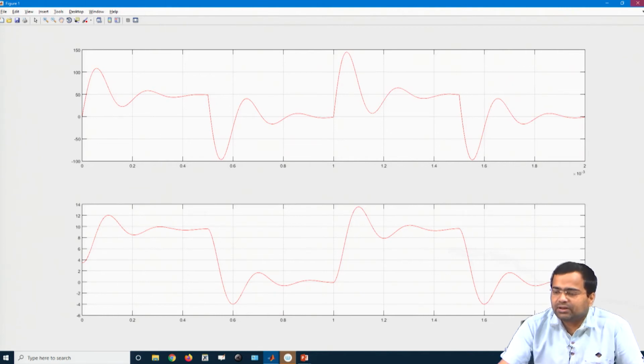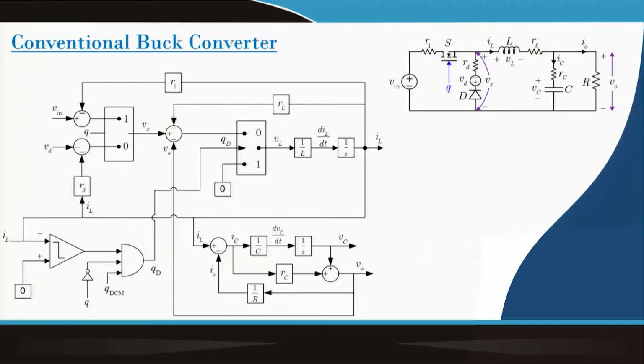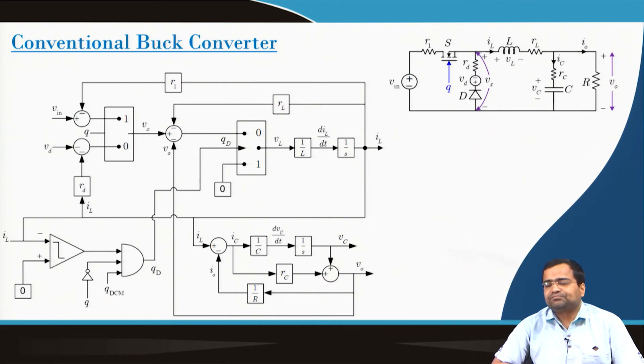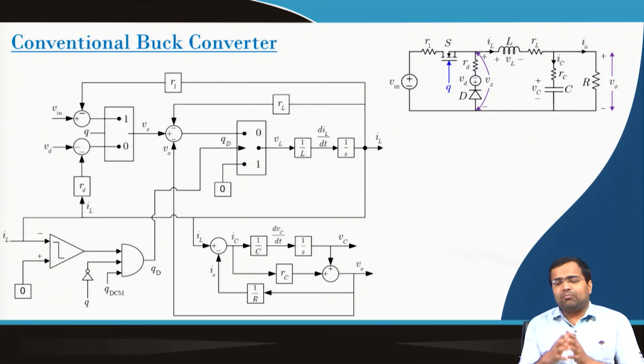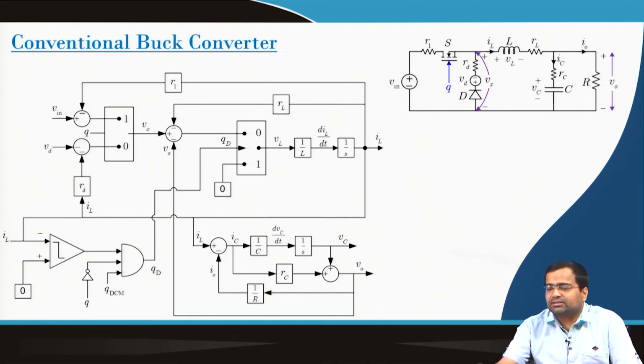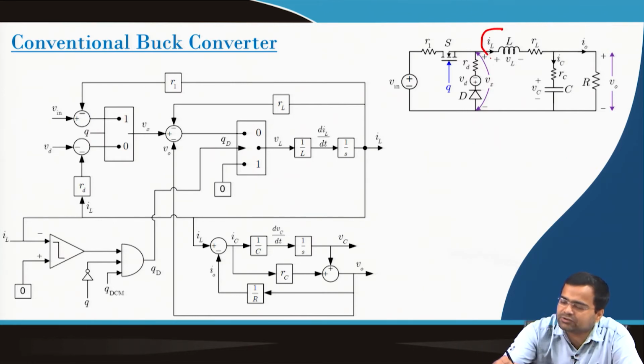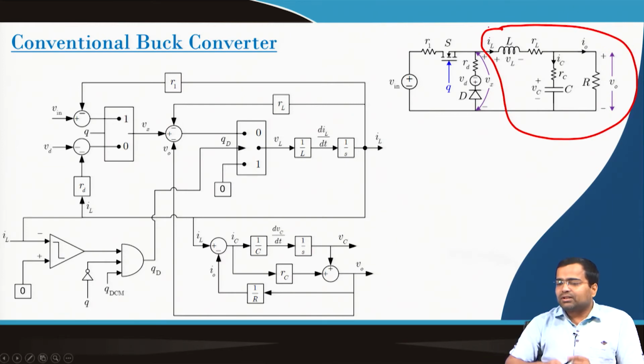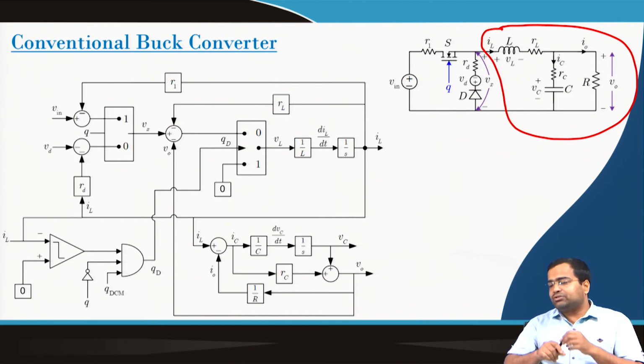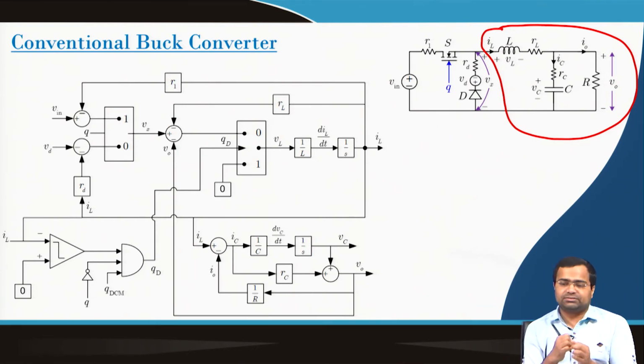Okay. Now, our next task. What is our next task? So, the next task is to implement a conventional buck converter. So, now it is a complete diagram. If we look at the parallel RLC circuit, this part is common, this part is common, and this part is common. So, we can use that parallel RLC branch without any hesitation.